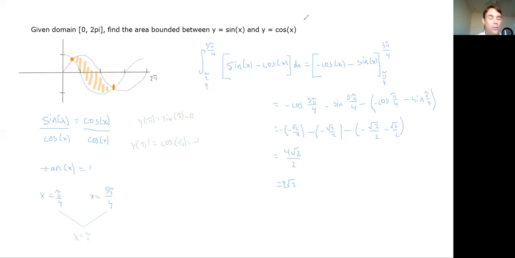All right, let's try one more of these just for the fun of it here. All right, let's find the area bounded between these two functions. Bounded between y equals x cubed plus x squared and y equals negative x squared plus 3x. All right, why don't you guys pause the video here and see if you can figure out what is the area bounded between these two functions.